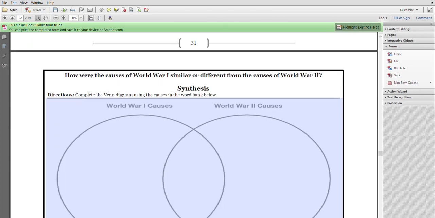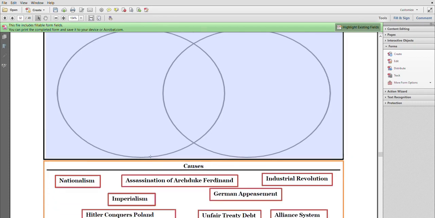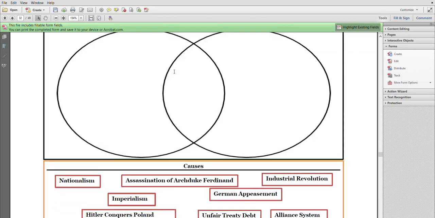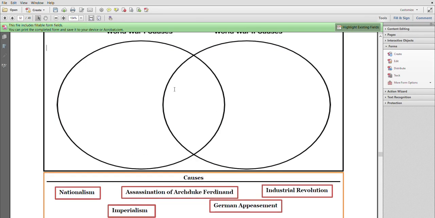Down here we have another synthesis question with a Venn diagram. How were the causes of World War I similar or different from the causes of World War II? So you're going to complete the Venn diagram using the word bank below, the causes here. So if you believe imperialism caused both, you're going to type imperialism in the corresponding spot where you believe it should be, or handwrite it, okay?